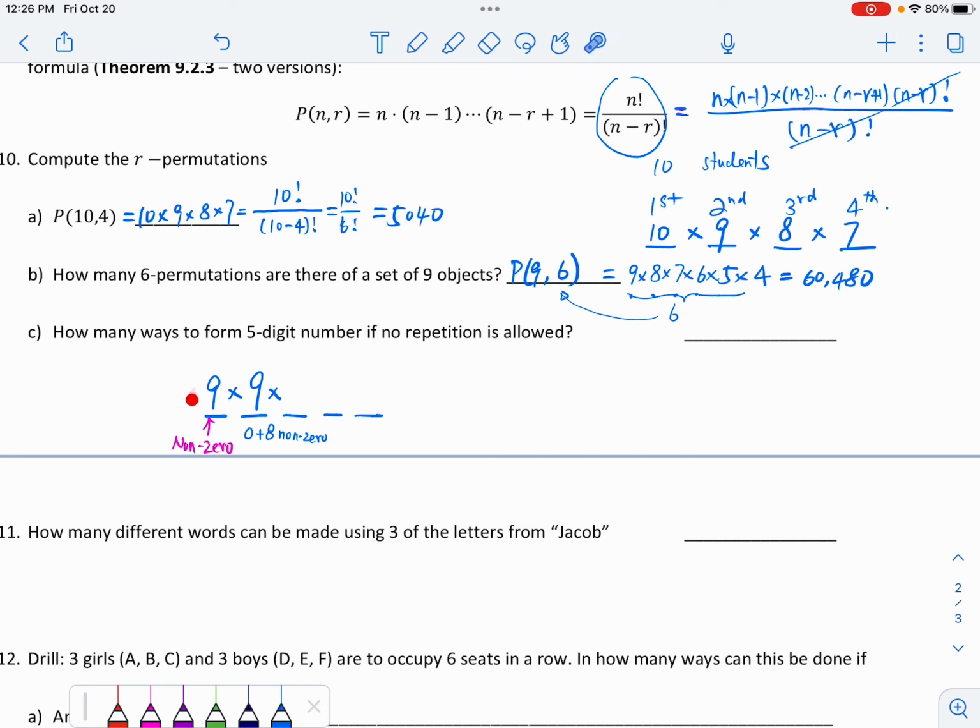Now the first 2 digits are chosen. How many ways for us to choose the third one? We are left with 8 numbers to choose from, and 7 numbers to choose from for the fourth one, and 6 numbers to choose from for the very last one. Okay, so again, the multiplication rule is still used. You have to do it step by step, right? Break down this whole task into steps. So this will turn out to be 27,216 number of ways.